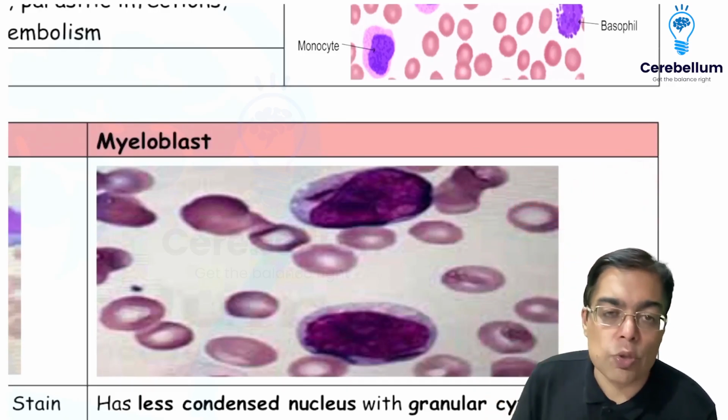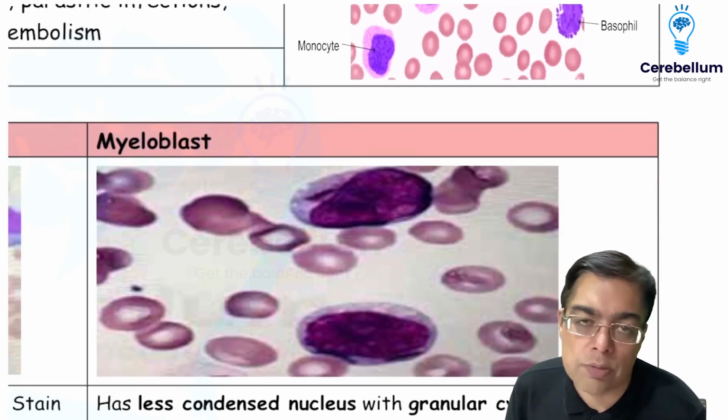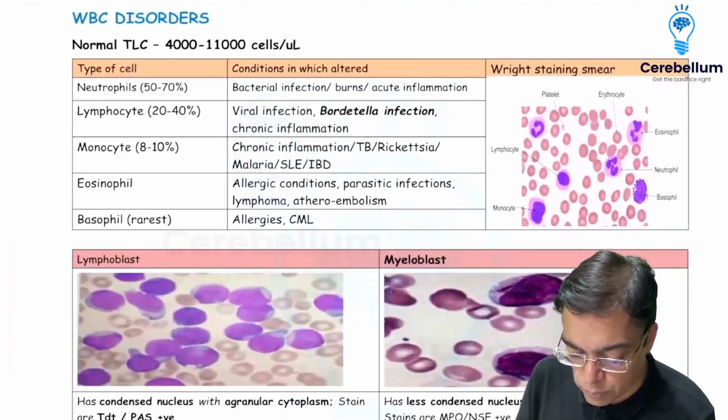What are the stains by which you look for the presence of a myeloblast? It is going to be picked up with the help of myeloperoxidase, non-specific esterase, and Sudan black B. That is what we need to remember about these cells.